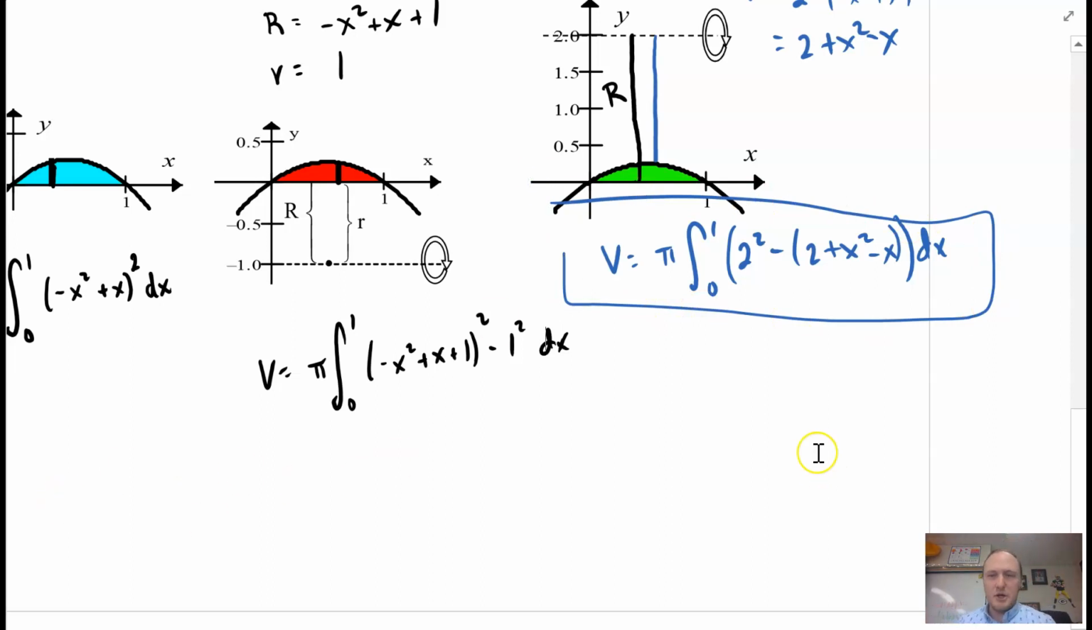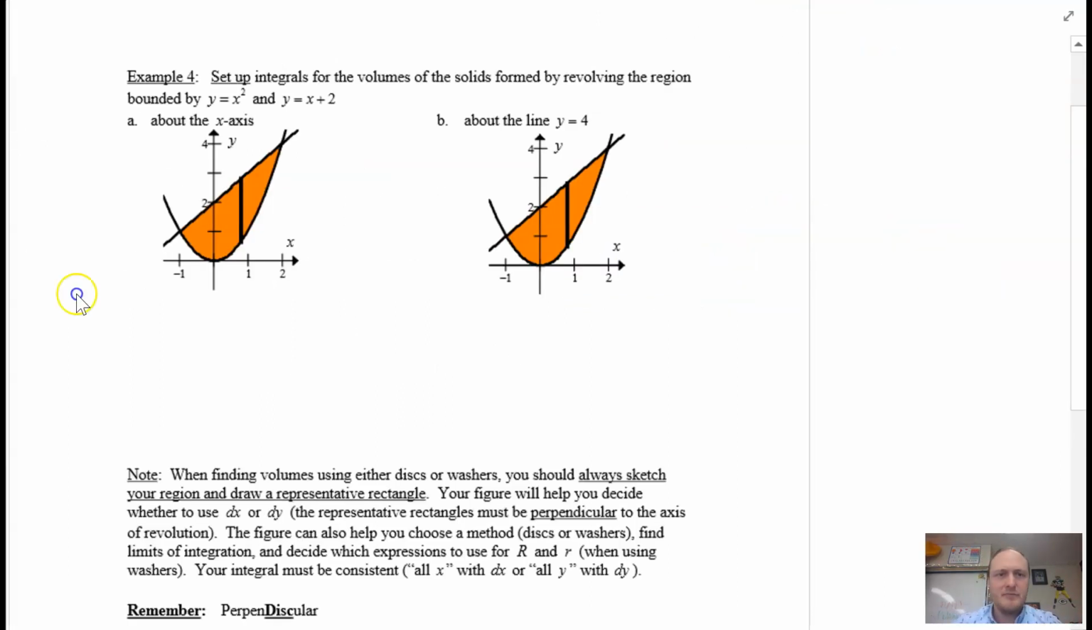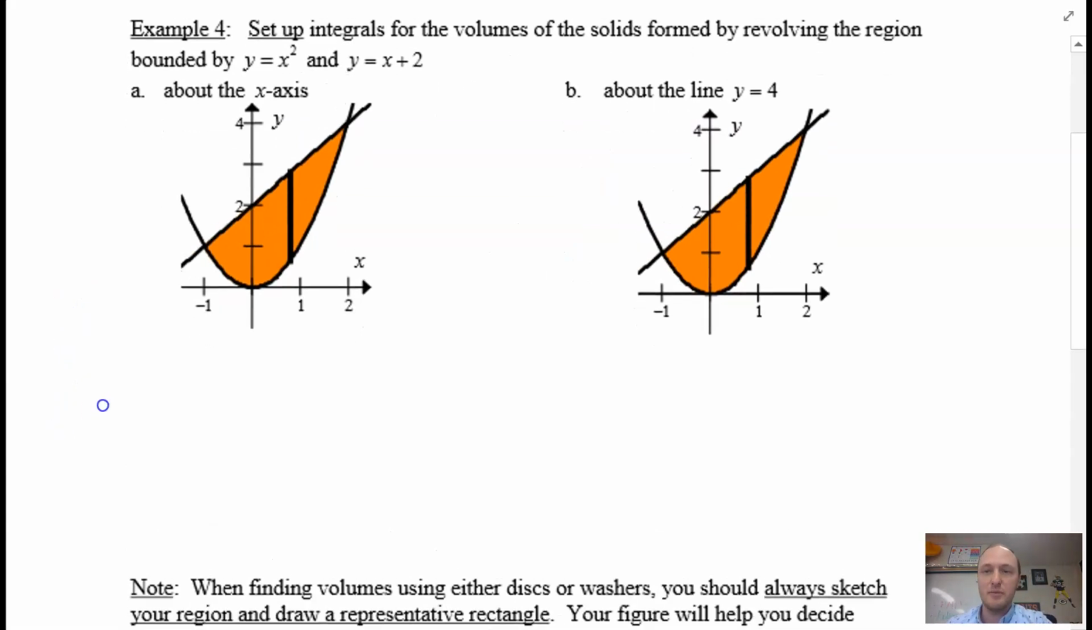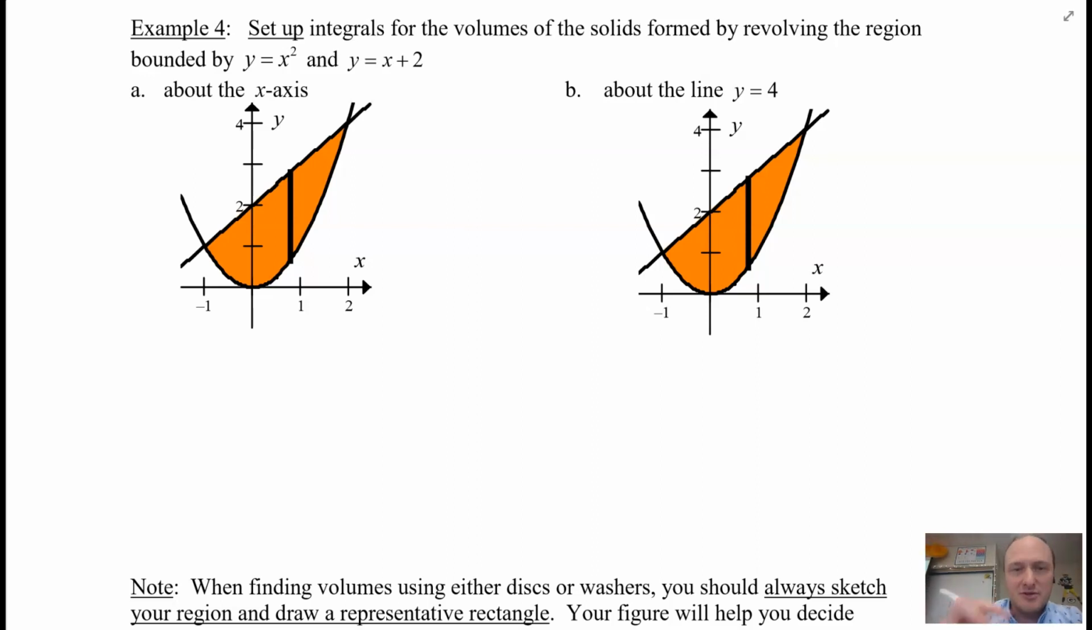Okay. Let's go ahead and look at another example. Here we go. So again, set up integrals for the volumes of the solids formed by revolving the region bounded by y equals x squared and y equals x plus 2. And here they want us to revolve about the x-axis. So again, ask yourself, okay, what is my big R? And what is little r?